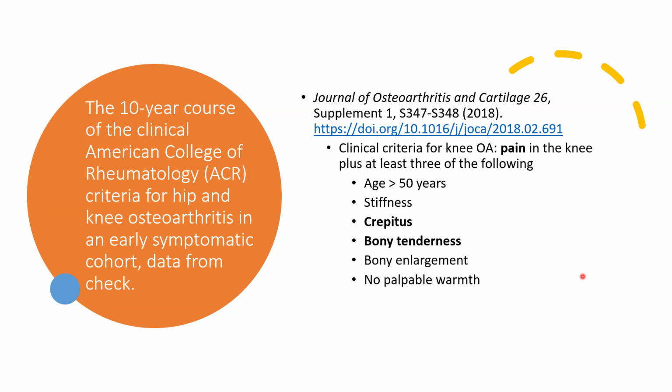And then once a year for the next 10 years, they came in and were reassessed on this criteria. The criteria is you have to have pain in a knee, plus at least 3 of these 6 possibilities: an age greater than 50, stiffness, particularly stiffness when you first wake up in the morning, crepitus, which is kind of a grinding feeling when you move your joint.